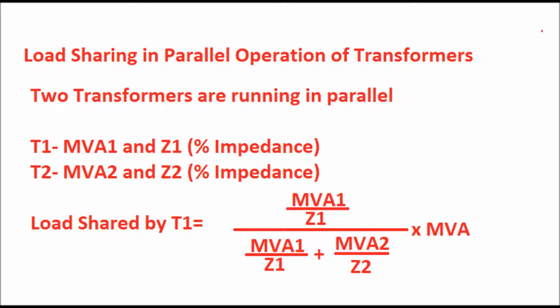Similarly, the load shared by T2 will be equal to MVA2 by Z2 divided by MVA1 by Z1 plus MVA2 by Z2, into the total capacity or total load of the substation, that is the total MVA capacity.